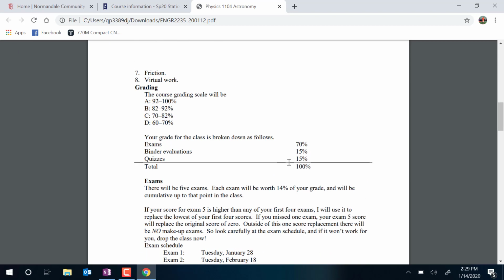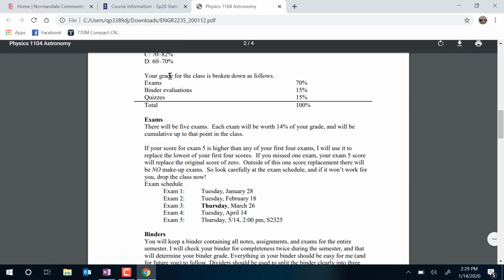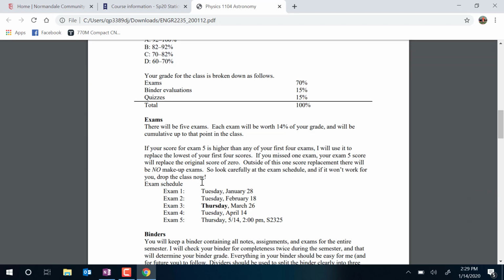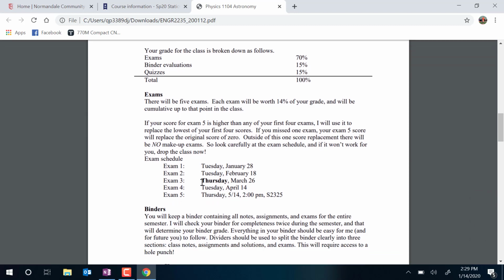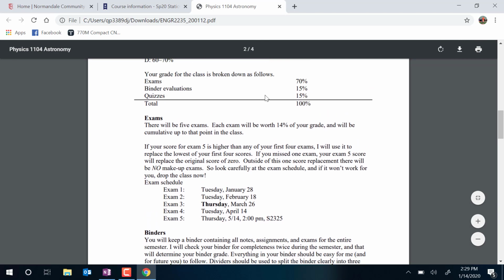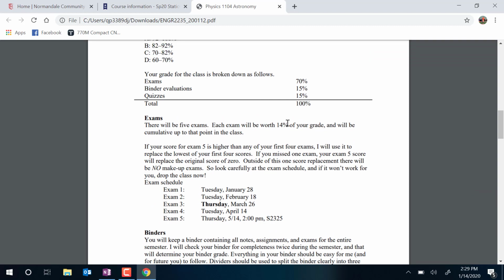Okay, and so the biggest part of your grade is the exams. And I'm going to just go through these three parts of your grade, one by one. There are 5 total exams. They're all worth the same amount. So since they add up to 70%, there's 5 of them. Each one is worth 14% of your grade. And each exam is cumulative.